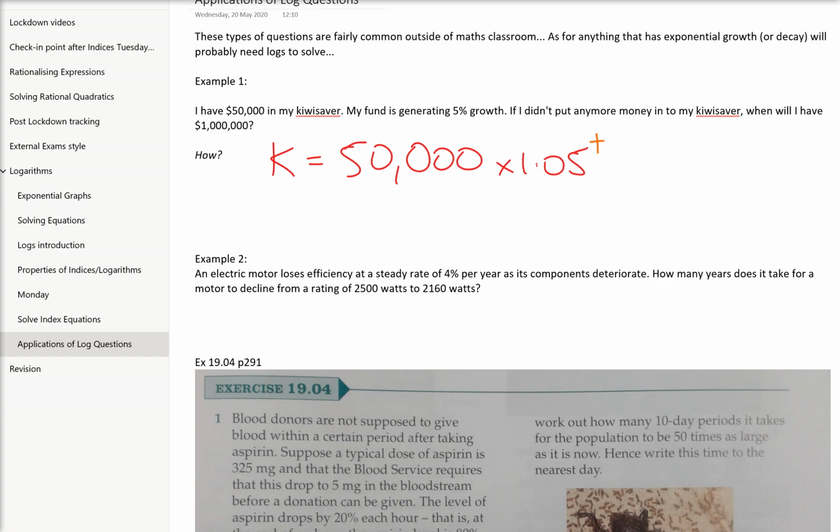And so now what I'm asking you to do is to solve where K is 1 million. That's too many zeros. Okay, there's my equation. Does that look tricky? It looks tricky probably because of the 50,000. How would I solve that?